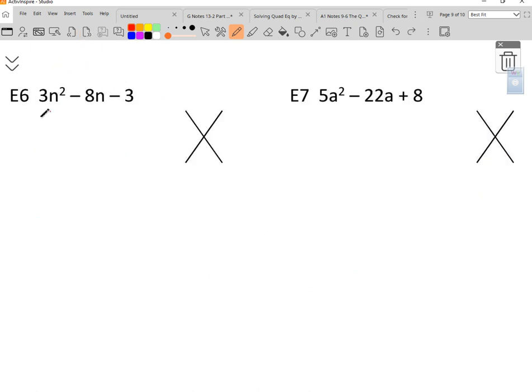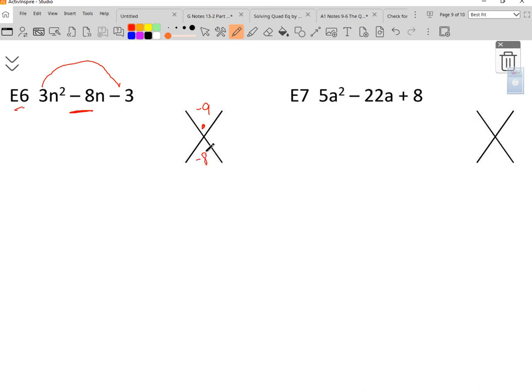All right. Is there a greatest common factor we can pull out of number 6? Nope. So what's going to go in the top and what's going to go in the bottom? Negative 9 on top. Very good. 3 times negative 3. What's going to go on the bottom? Yes. So always the middle coefficient.